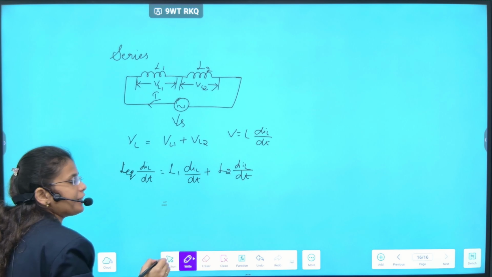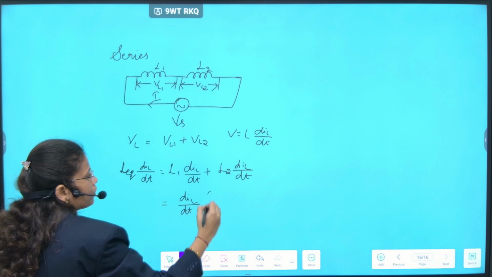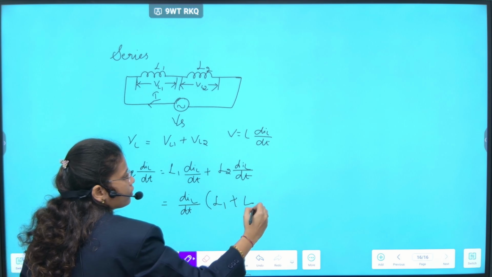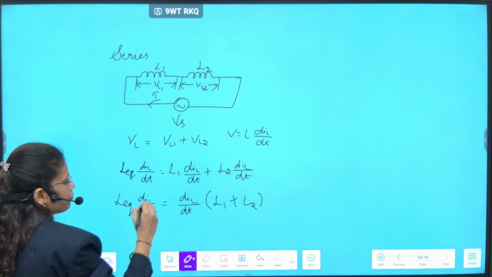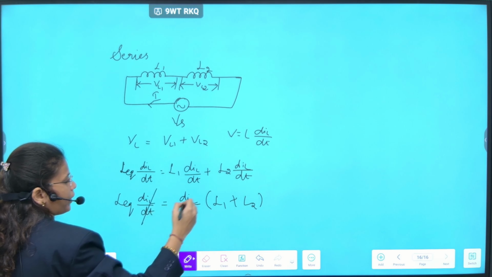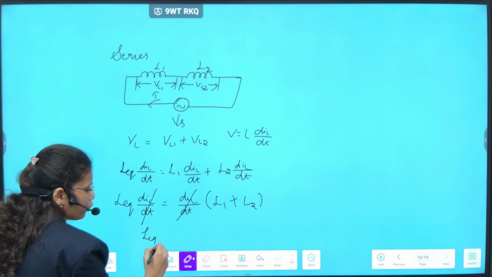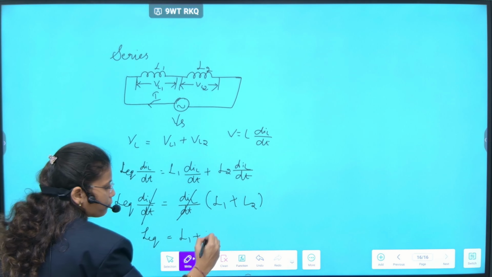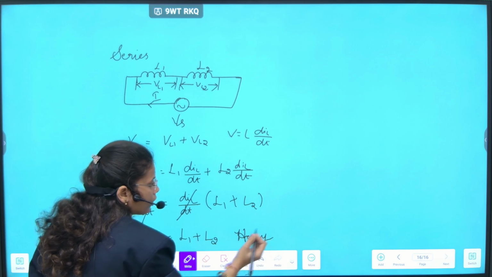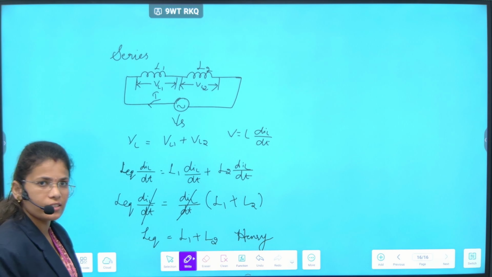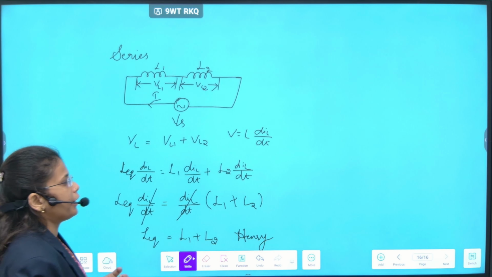Now I am taking dIL by dt as common: L1 plus L2, where dIL by dt and dIL by dt get cancelled. L equivalent is equal to L1 plus L2 Henry. When two inductors are connected in series, the equivalent inductance becomes L1 plus L2.